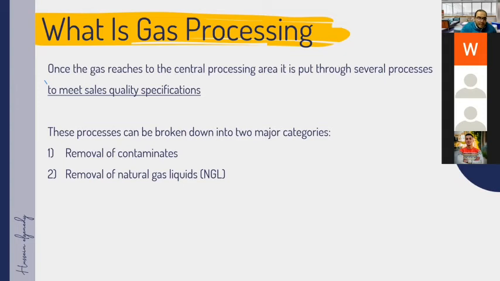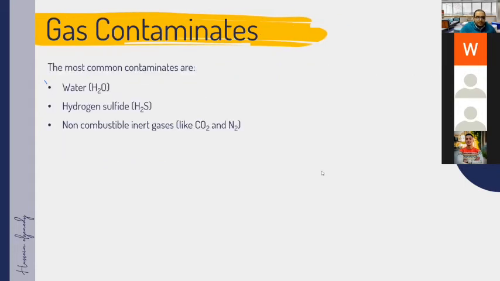And the other thing is to remove the natural gas liquids or the condensate existing in the natural gas, because they are valuable products that can be sold separately, or can add value to the gas plant. So there are two types: removing of the contaminants or removing of the liquids, such as NGLs or condensate.